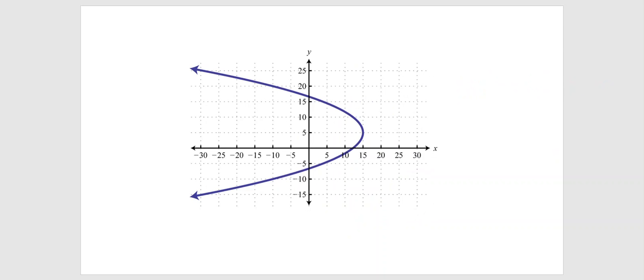Okay, let's have another one. What about this? Function or not a function? Okay, yes, it's not a function because I can draw a vertical line here and it's going to intersect at 2 points. Okay, what about this?